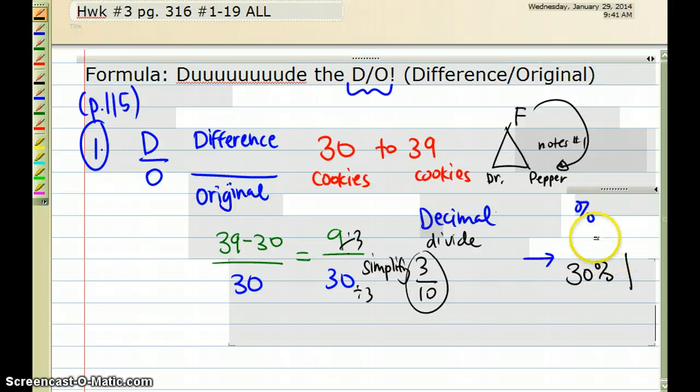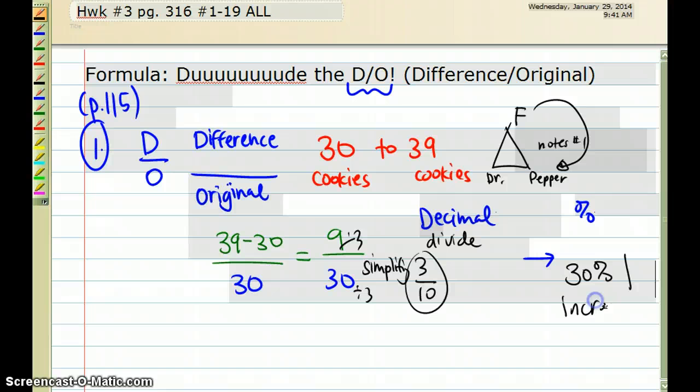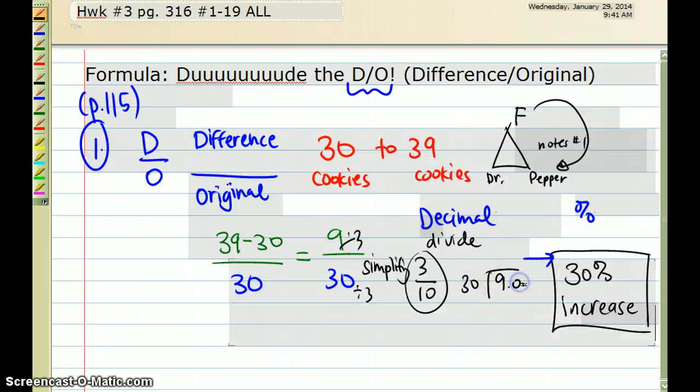Now, this question is also telling us to say if the percent is changing, increasing or decreasing. And because I had 30 and I went to 39, then it's an increase of 30%. So I do want to include that in my answer. So there we go. I didn't even have to do division. But if I did, I would have still gotten 0.30 and been able to do Dr. Pepper and move my decimal twice to the right.